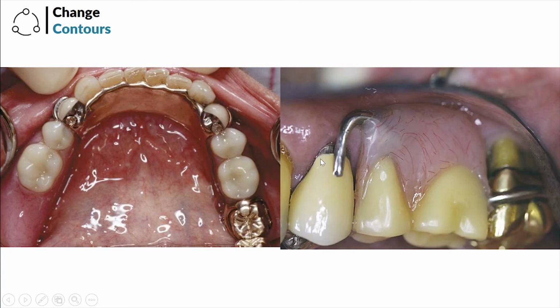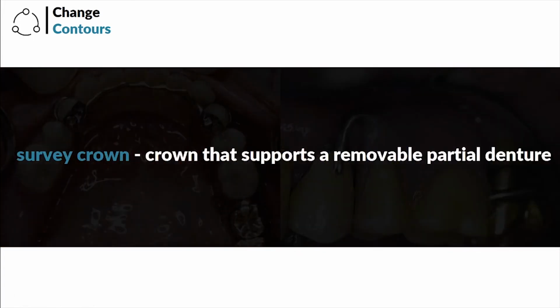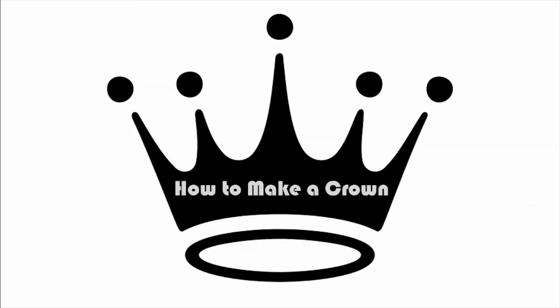So there's times in which we want to create or design a crown such that the contour of it allows for this clasp on a partial denture to be able to effectively clasp onto and help hold that prosthesis in place. So these types of crowns are called survey crowns, okay? Crowns that support removable partial dentures, and we're going to design them in a very specific contour. So this RPD class you're going to get later on in your second year here at the school.